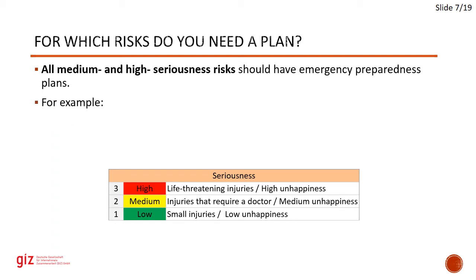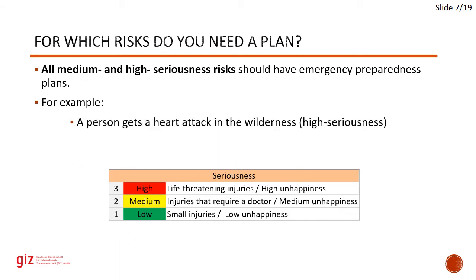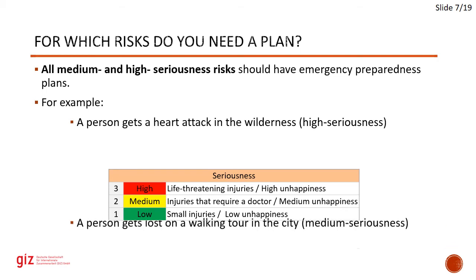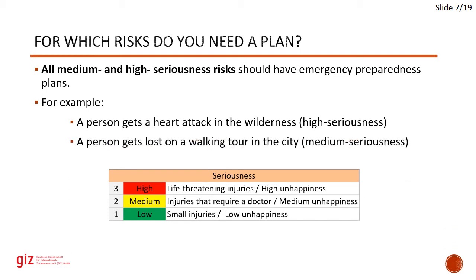For example, you will need emergency preparedness plans for a person getting a heart attack in the wilderness, which is probably high seriousness, and a person getting lost on a walking tour in the city, which we could say is medium seriousness. We will now give examples of emergency preparedness plans for two different risks using two different formats.